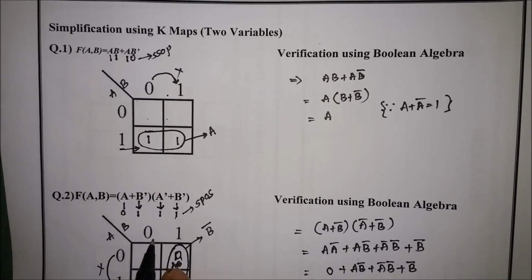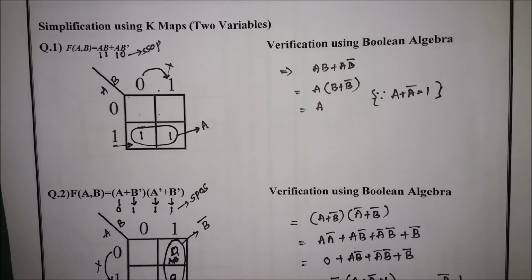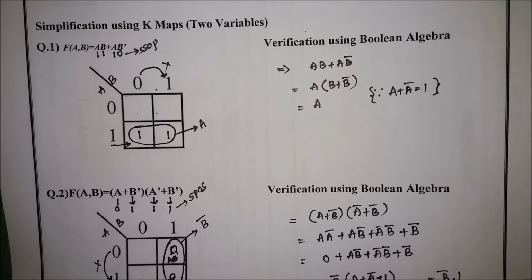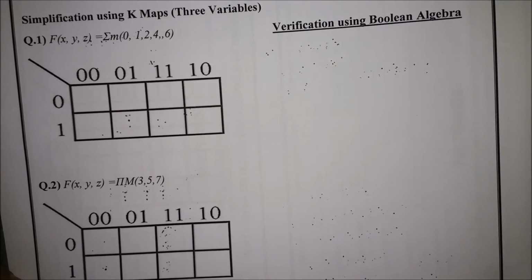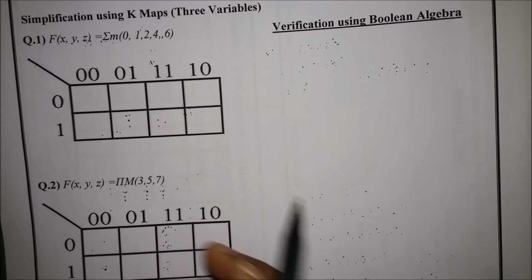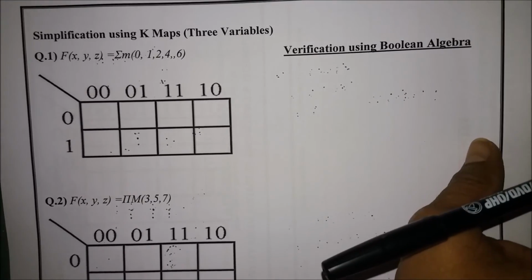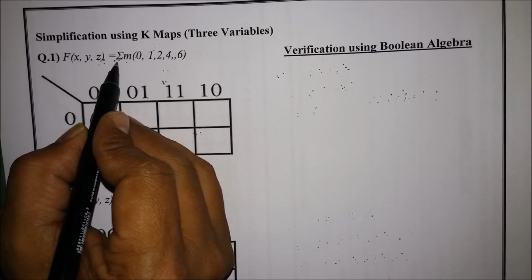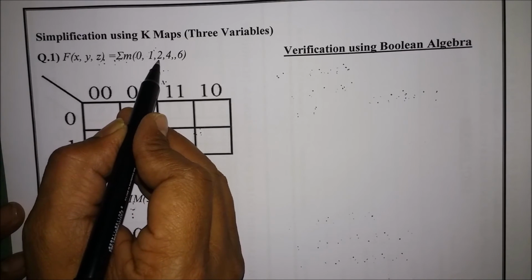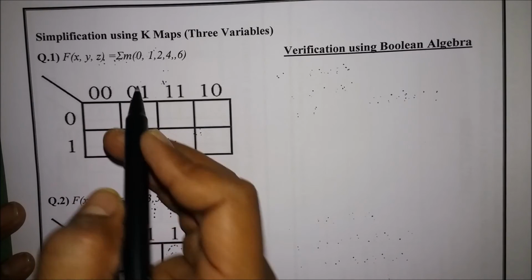The answer we are getting using the K-maps, the same answer we are able to get using Boolean algebra. Now it's one or two problems in three variable K-maps, that is f of x, y, z is equal to sigma m of 0, 1, 2, 4, 6.